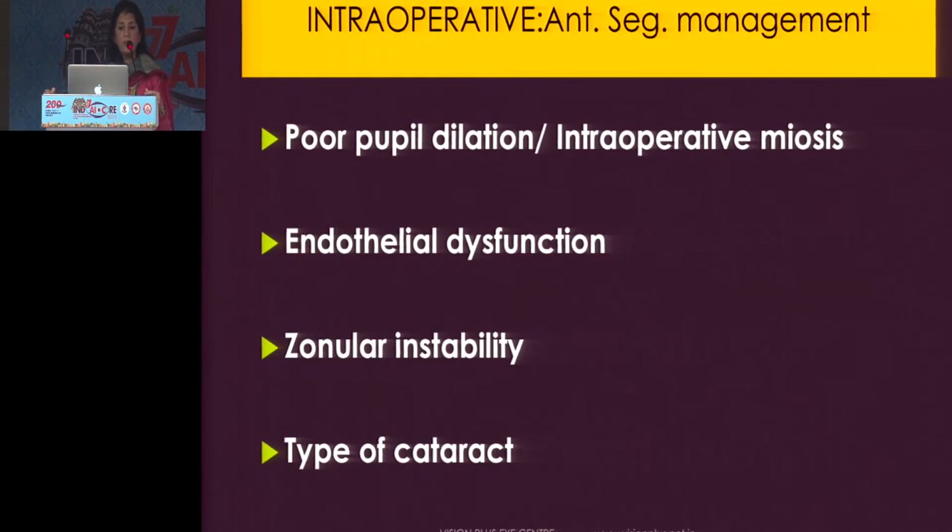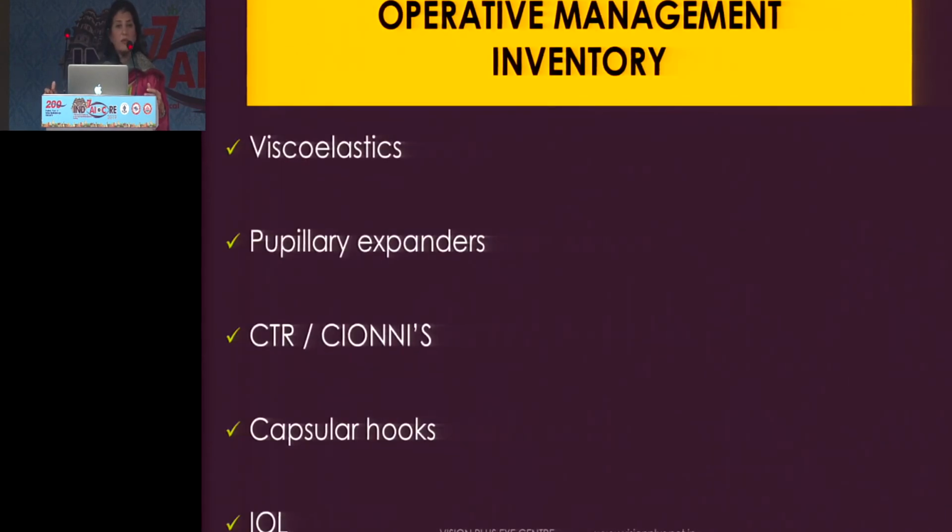So intraoperatively, we have a lot of challenges. These patients have poorly dilating pupils. They have an endothelial dysfunction. The zonules are often weak, especially in patients who've been receiving multiple injections. And even the cataract may be a very advanced cataract. So be careful that you have everything that you require in your armamentarium.